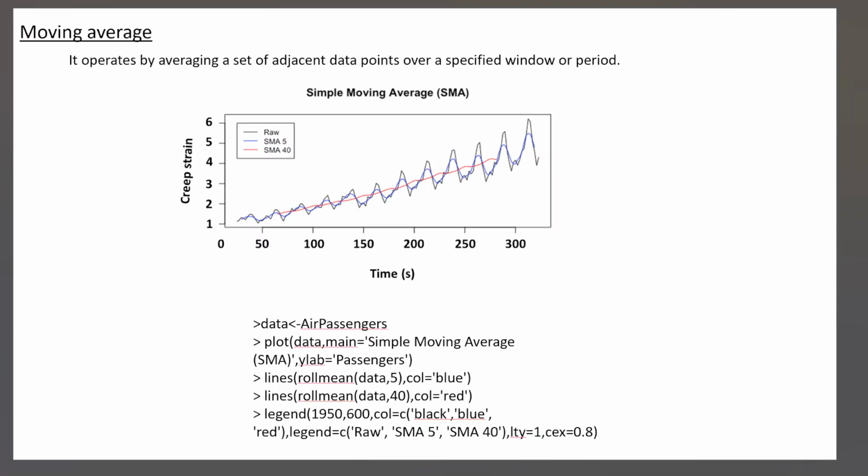Moving average. As the name suggests, the average will keep on changing with respect to the given time. So it operates by averaging a set of adjacent data points for a specific window or period. If we set a time frame like this, it averages out the data points in that time frame and gives the output. So this is the moving average.